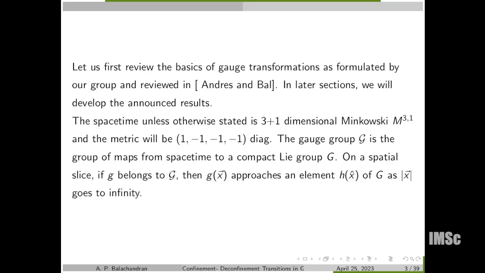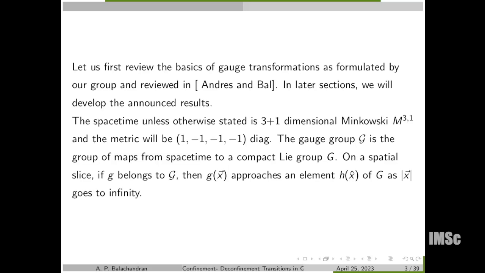And I will choose a metric where most of the signatures are -1, so only time is +1. And what we mean by gauge group has to be understood carefully. It is the group of maps we are considering from space-time into a compact, connected compact group, like SU3 or U1. It can be U1, an abelian group, but it's a compact group.